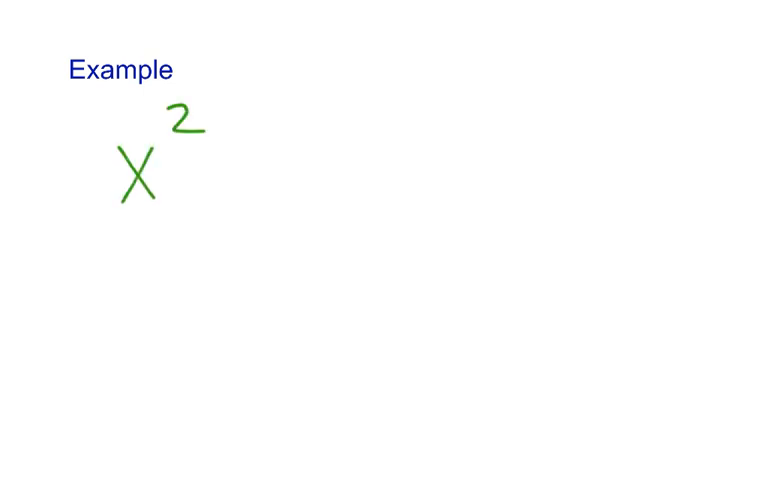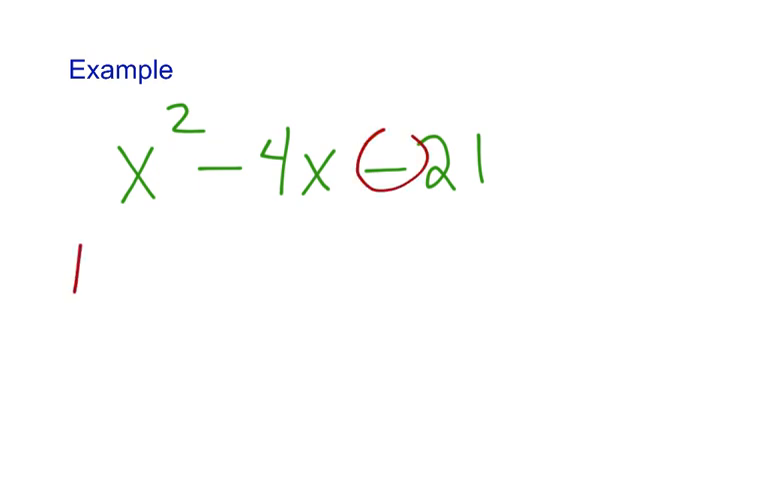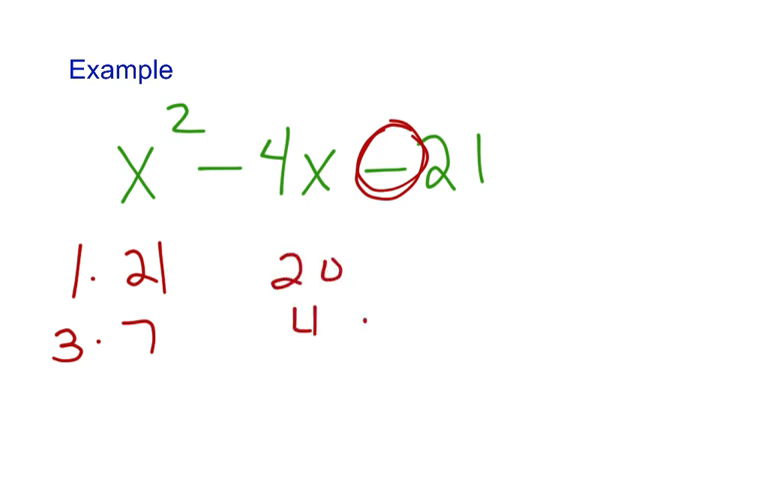x squared minus 4x minus, let's make this negative 21. So, it's negative 21, so what combines to be 21? 1 times 21, 3 times 7. Not many options. But since it's minus, it's going to be subtraction. So 21 minus 1 is 20. 7 minus 3 is 4. That's the winner. Ding, ding, ding.